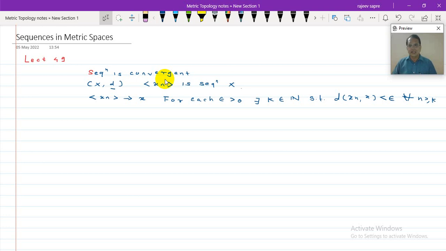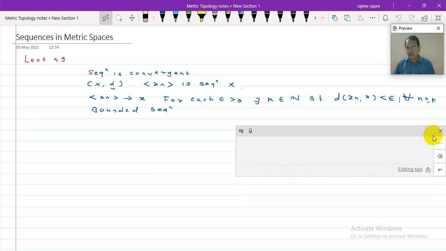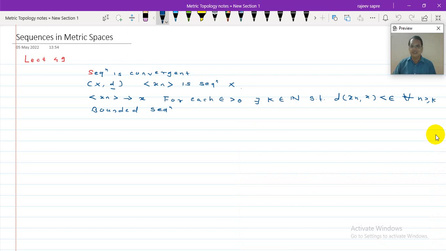Now you know this. Another concept I have discussed in previous lectures is the bounded sequence. What is a bounded sequence? We know that whenever you talk about a sequence, it is a function. And when you consider a function, there is something called domain, codomain, range and all those things. But what we are interested in, actually what is meant by a bounded sequence? It is a sequence whose range set is bounded.